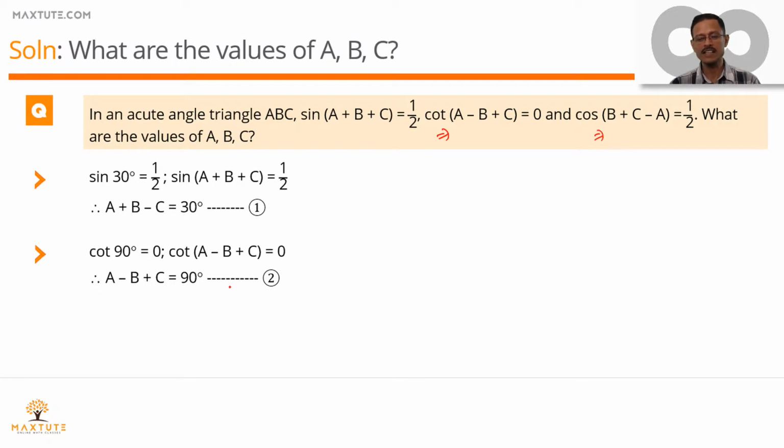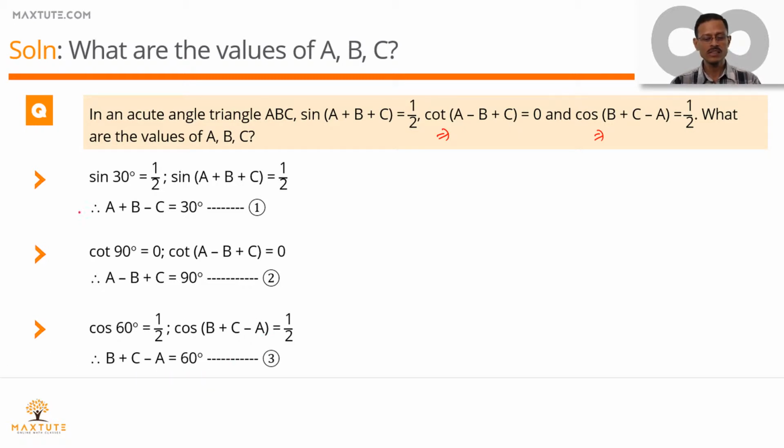Cos of B plus C minus A is equal to half. In cos, what angle corresponds to half? Cos 60 is equal to half. Cos 60 is half. Cos of B plus C minus A is equal to half. So the third equation is B plus C minus A is equal to 60 degrees. Let's solve these three equations to find the values of A, B and C.